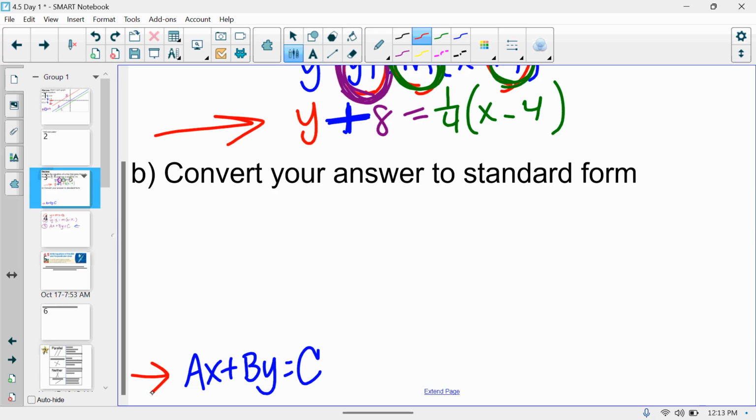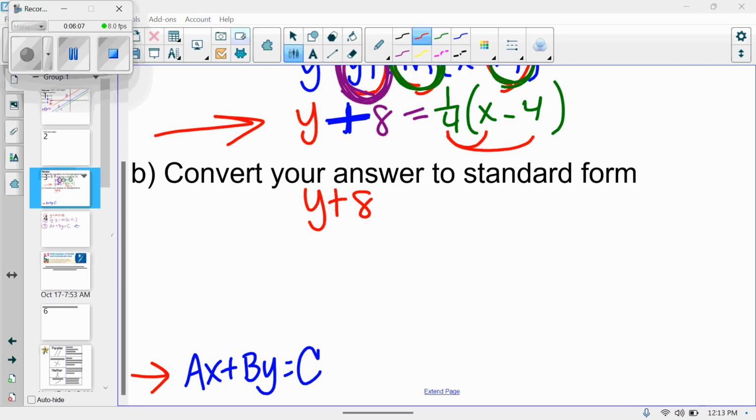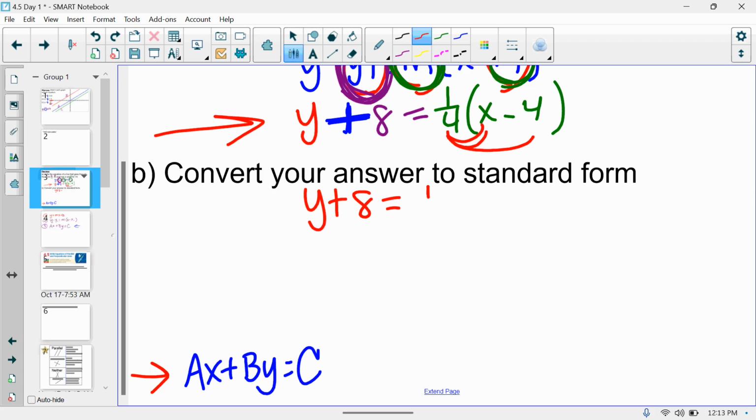Graham? Perfect. So we're going to leave the y plus 8 alone, and we're going to distribute. You guys do the distribution on your own. I'm going to give you a minute to do that. So we're going to do the 1/4 times the x. And then for 1/4 times -4, you should have got -1. Did we get that?